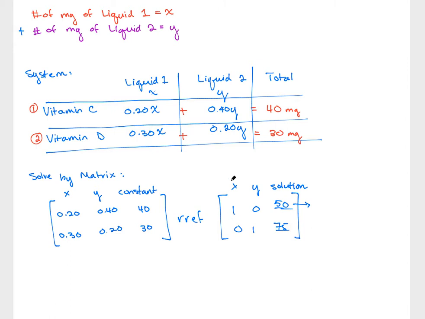So let's talk about how to read the solution. So this coefficient 1 goes with this x, so that means that x is equal to 50. This coefficient here goes with the y, so that means that y is 75. And then let's go back up here. X is the number of liquid 1, so we need 50 milligrams of liquid 1. And y is the number of milligrams of liquid 2, so we would need 75 milligrams of liquid 2.